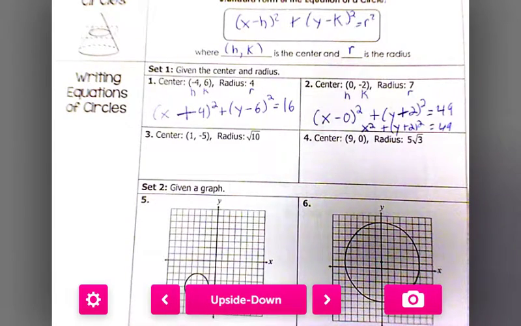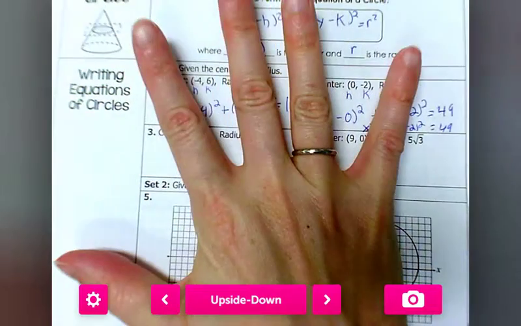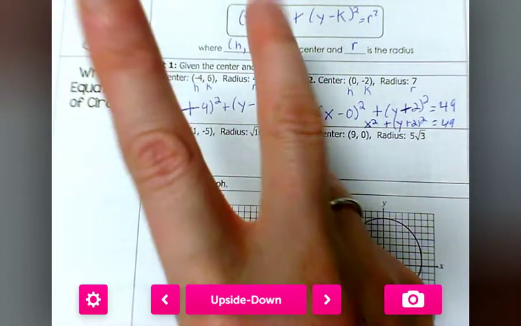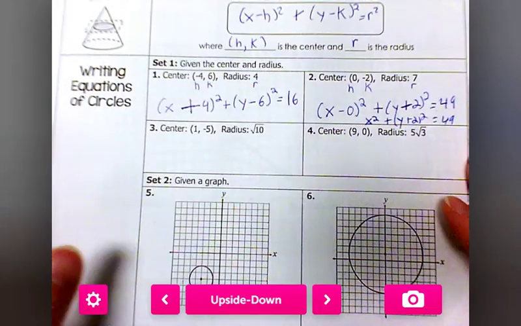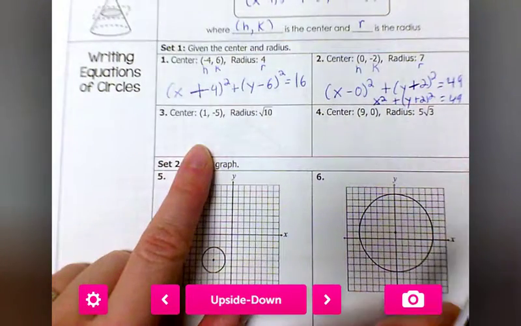Try 3 and 4. All right, guys, I need you to be quiet again in 5, 4, 3, 2, 1. Silence, please. Shh. Who wants to do this one for me? Number 3. Go ahead.